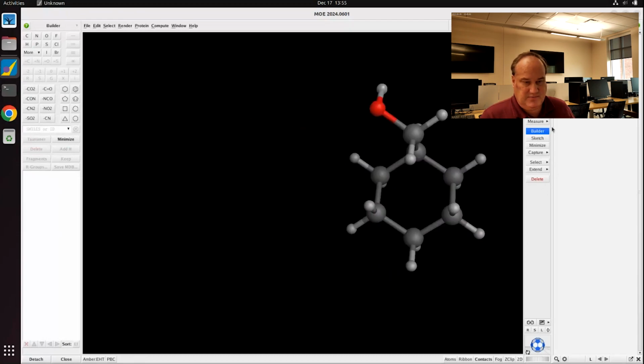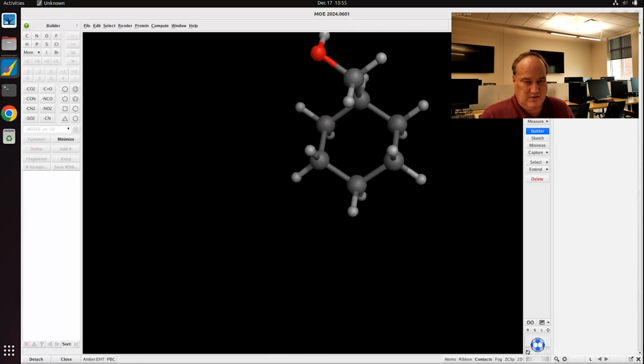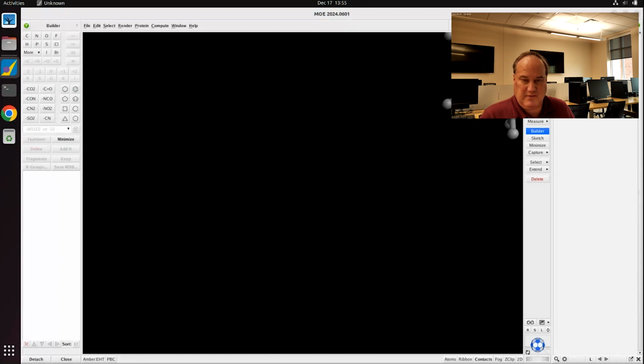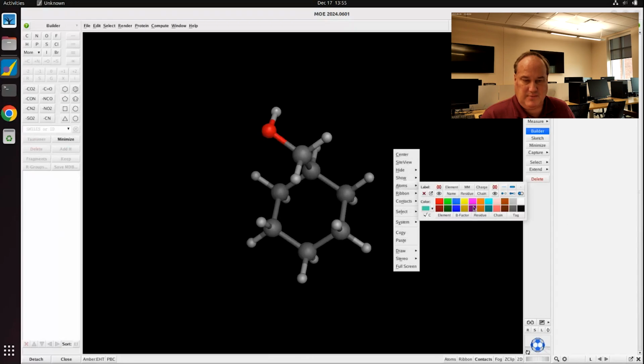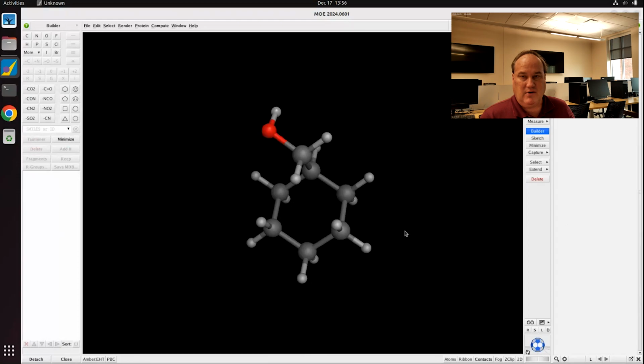If you press the shift key, you can move the molecule like this. Now, if your molecule gets way off the screen, you can always click the center button and bring it back. And then the right mouse click will bring up a menu where you can control different things with atoms and colors, a variety of different controls there.